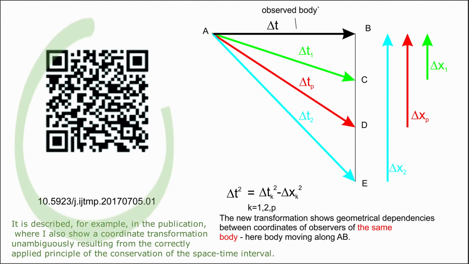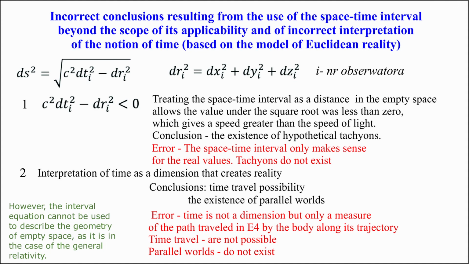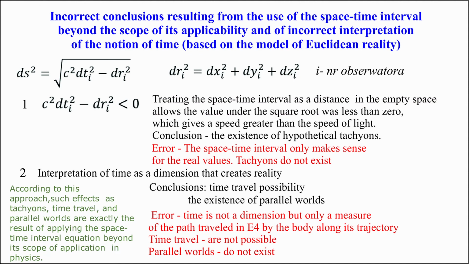It is described, for example, in the publication where I also show a coordinate transformation unambiguously resulting from the correctly applied principle of the conservation of the space-time interval. However, the interval equation cannot be used to describe the geometry of empty space, as it is in the case of the general relativity. According to this approach, such effects as tachyons, time travel and parallel worlds are exactly the result of applying the space-time interval equation beyond its scope of application in physics.